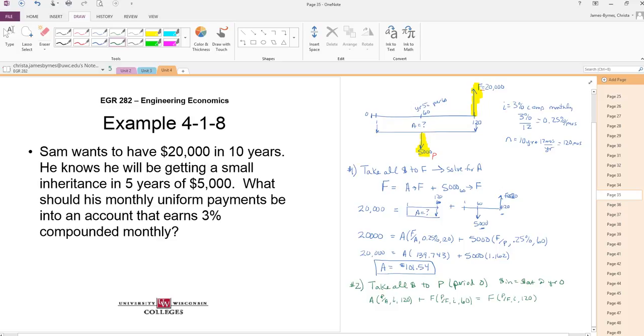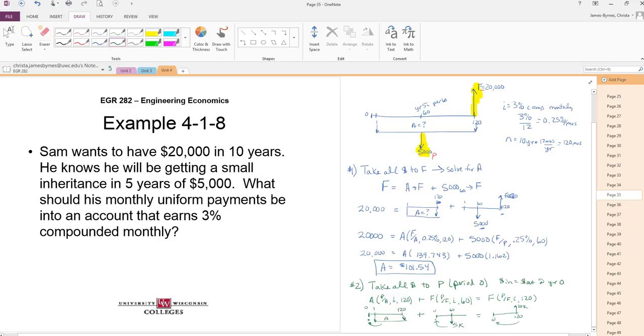Well, just think of it as a puzzle again, right? We're at year 0. We have an A running from year 1 to 120. I got to bring it back to year 0. I'm going to add to it period 0, period 60, that 5,000. I got to get that back to period 0. And that's my money in. That has to equal the 20,000 I've got out here in period 120 back to year 0.